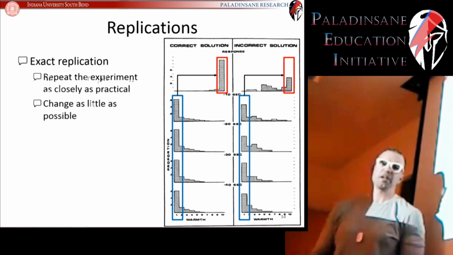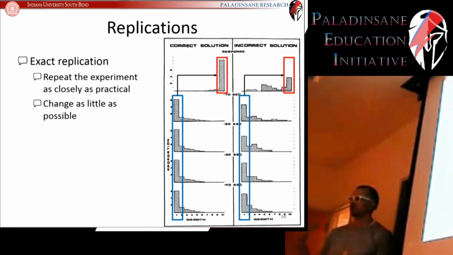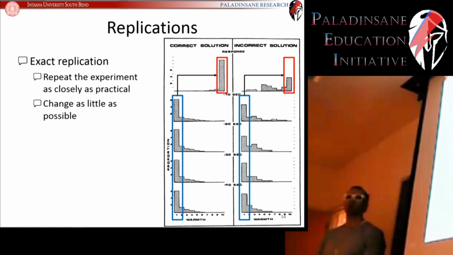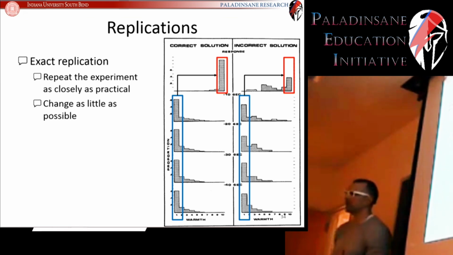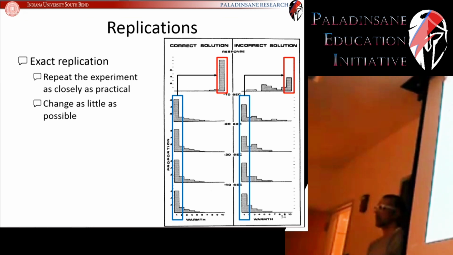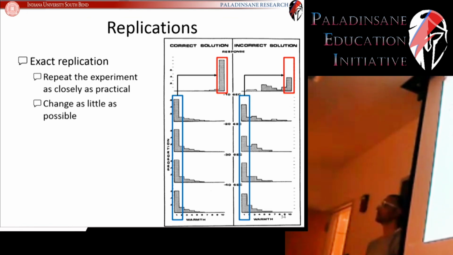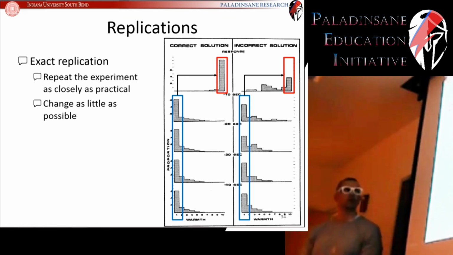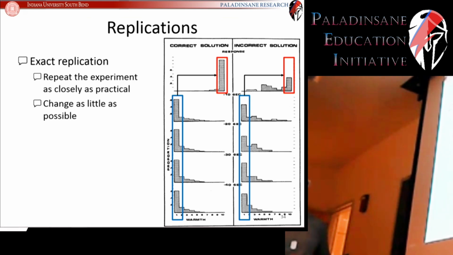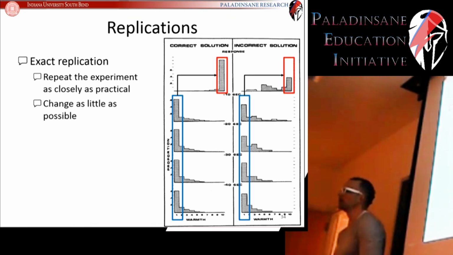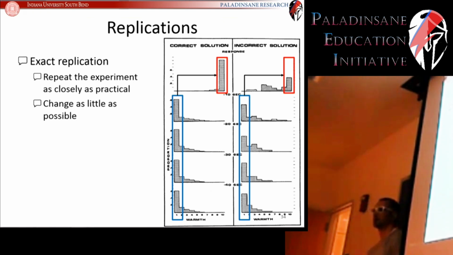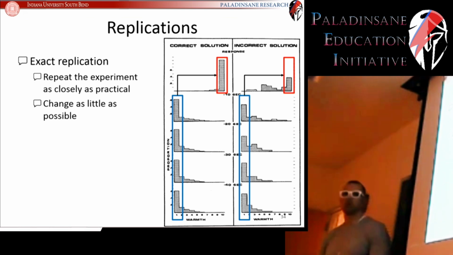Exact replications are pretty easy to understand. These are literally just redos of the experiment. You repeat the experiment as closely as practical, and you change as little as possible. So you are going to have to change some things, right? You can't use the same subjects that were around in 1986, right? Janet Metcalfe will not come out of retirement to run this experiment for you, right? So there are some things that we need to change, but you change as little as possible.